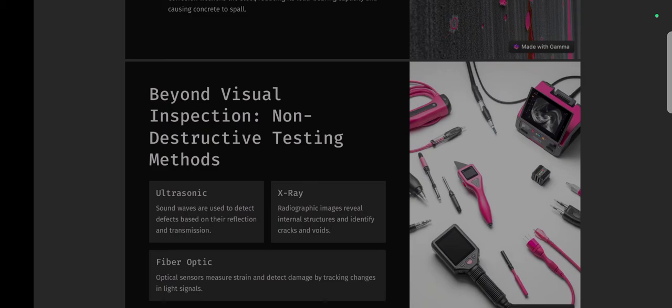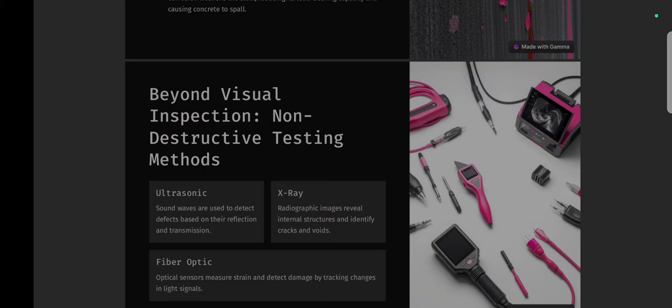Next, rebound hammer test. The rebound hammer is a device that measures the surface hardness of concrete. When the hammer is pressed against the concrete surface, it releases a spring loaded mechanism that strikes the concrete. The distance the hammer rebounds is measured, which correlates to the surface hardness and provides an estimate of the concrete's compressive strength. And next, ground penetrating radar.